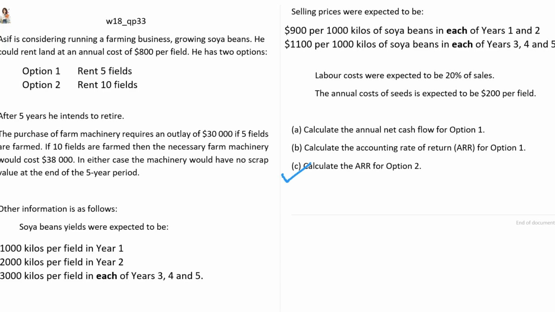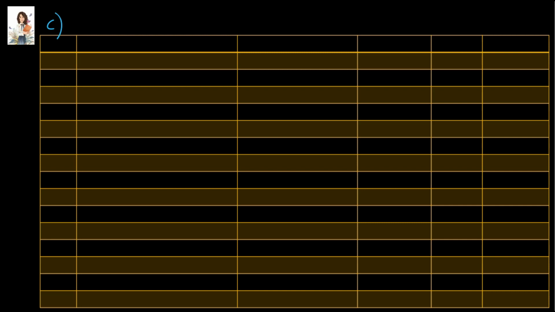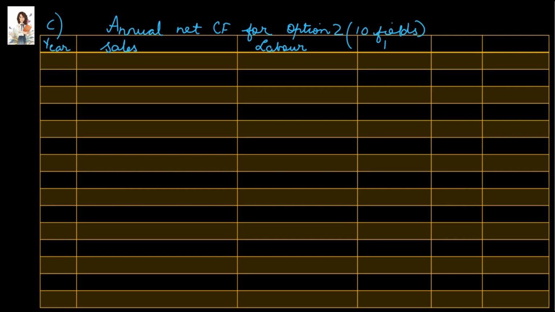In part C, we have to calculate the ARR for option 2. We will solve it exactly as we did parts A and B. In option 2, Asif will be renting 10 fields. So let us compute the annual net cash flow for option 2. So this is part C, annual net cash flows for option 2, 10 fields. The column headings will be the same as those in part A. So the first column will be year, then sales, labor, rent, seeds, and finally net cash flow.